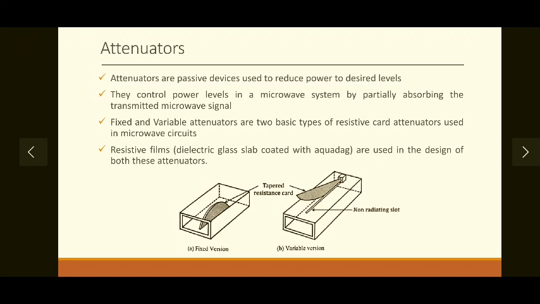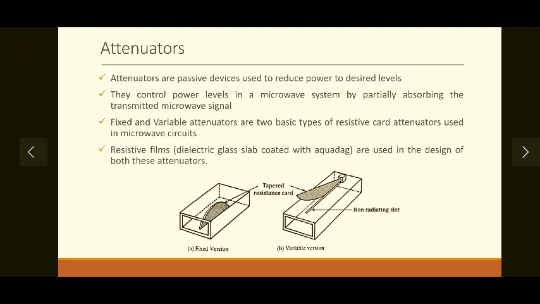The resistive film consists of a dielectric glass slab coated with aquadag. Aquadag is a material which is used for constructing the glasses. It is used as a dielectric material. It is tapered and inserted into the waveguides or other passive devices to produce the attenuation.